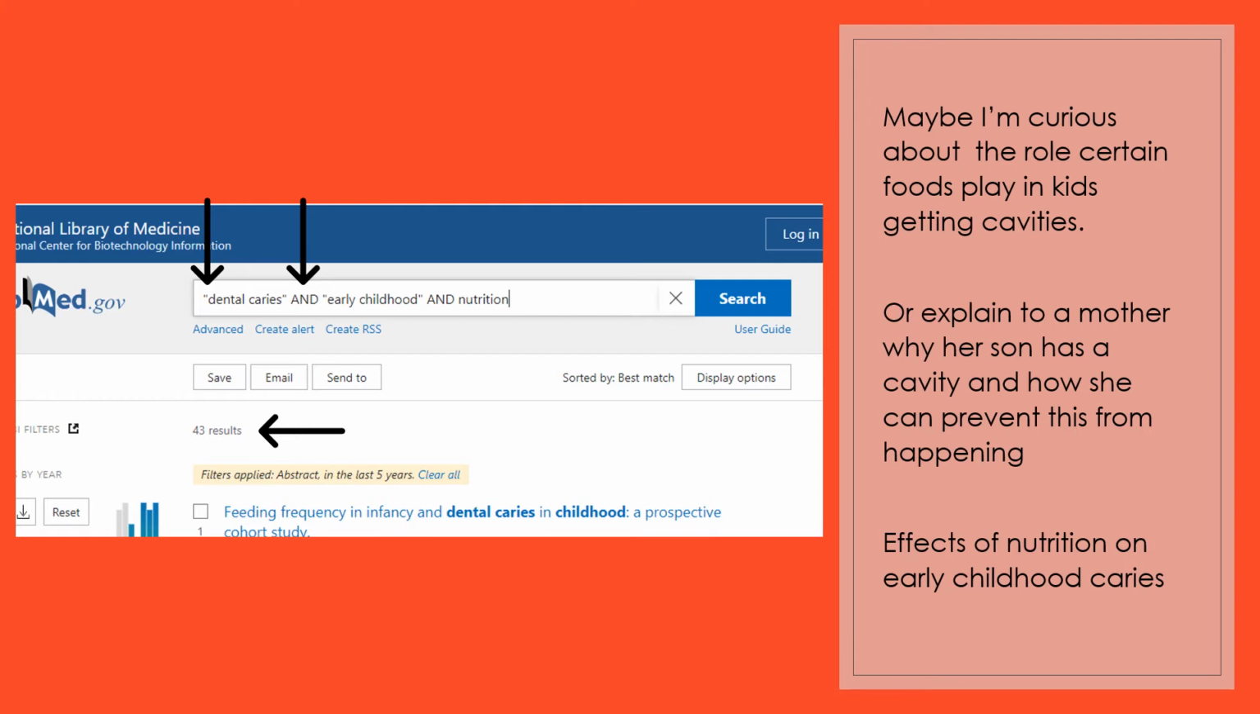Dear God, I get way too many results. So anyway, I'm looking for that phrase together. And I need to have early childhood.